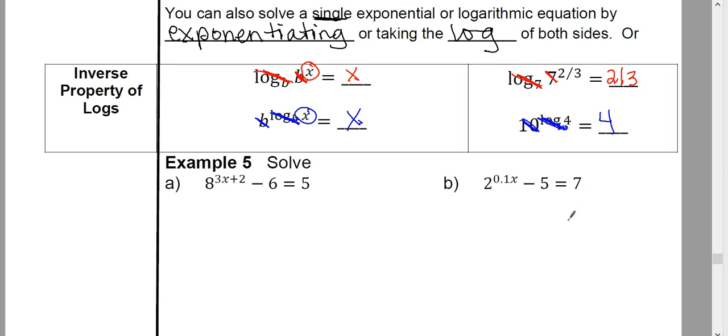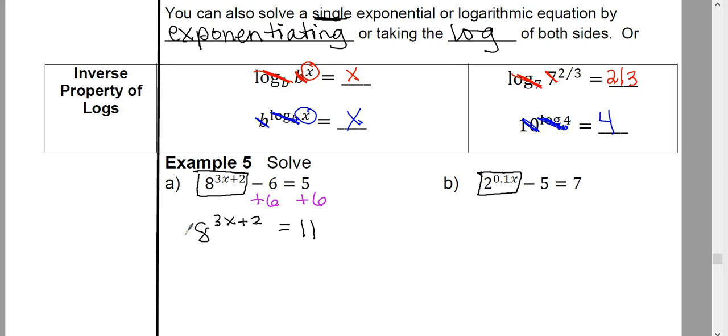So this answer is just 4. You're going to see it makes things a little easier, but you have to use these properties right here. The first part is still the same though. You still want to get the exponent by itself. So the base and the exponent need to be isolated. So get these parts by itself. The first thing we're going to do is add 6 to both sides. So we get 8 to the 3x plus 2 is 11.